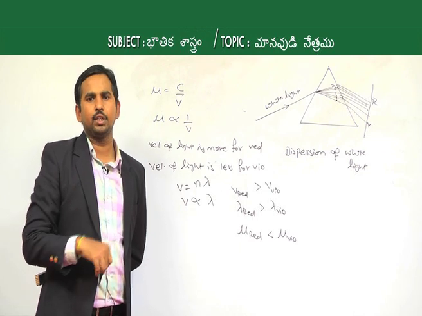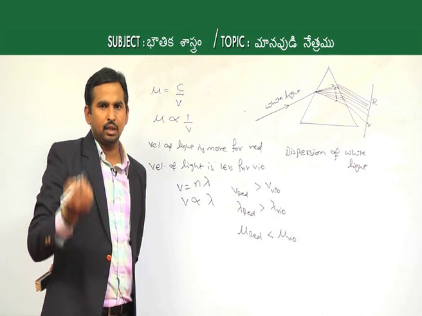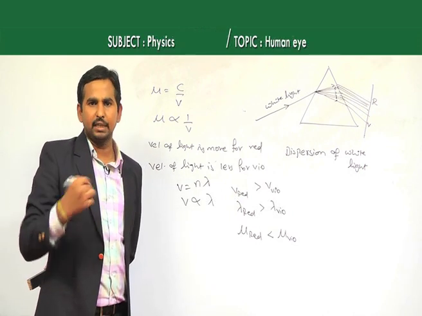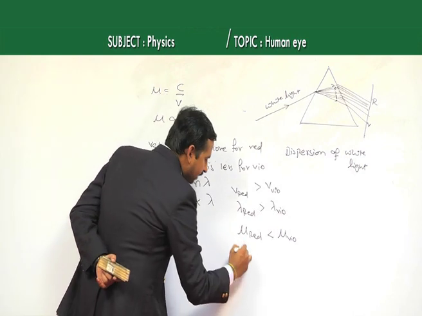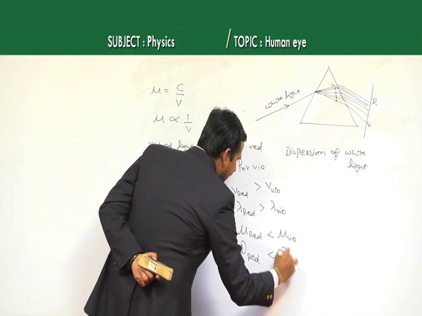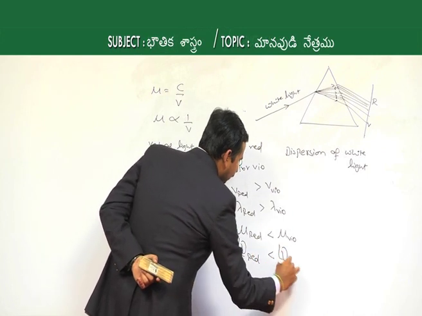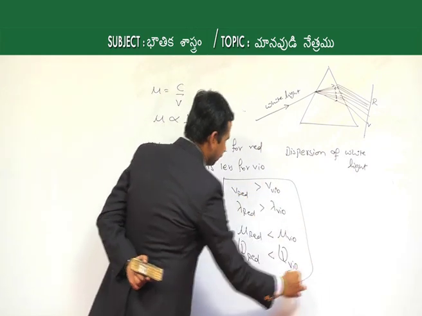Refractive index and deviation are directly proportional to each other. If the refractive index is more, then the deviation is also more. So the deviation angle for red color is less when compared to the deviation angle for violet color. These are very, very important relations.